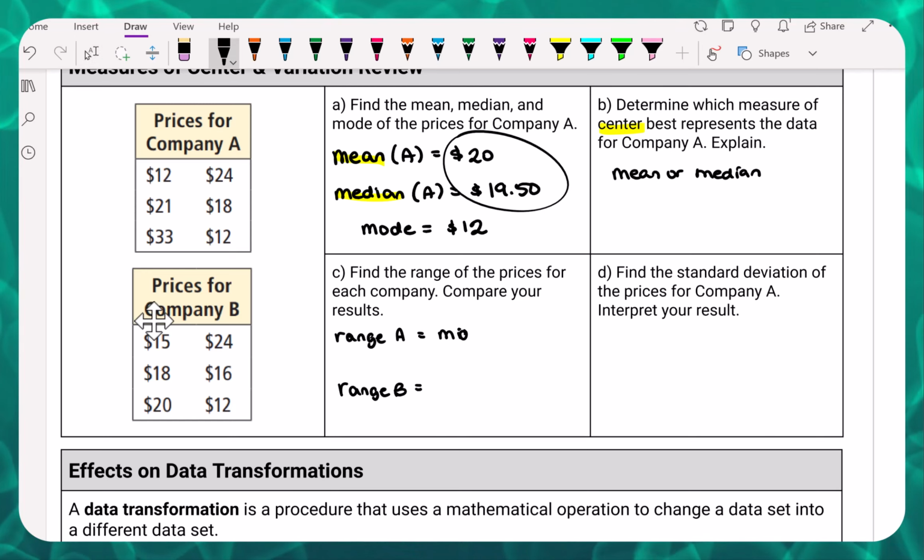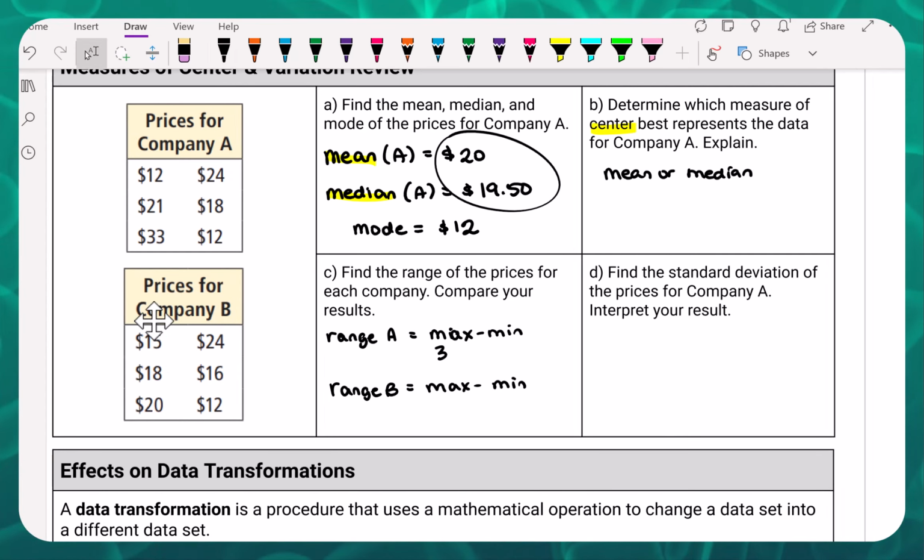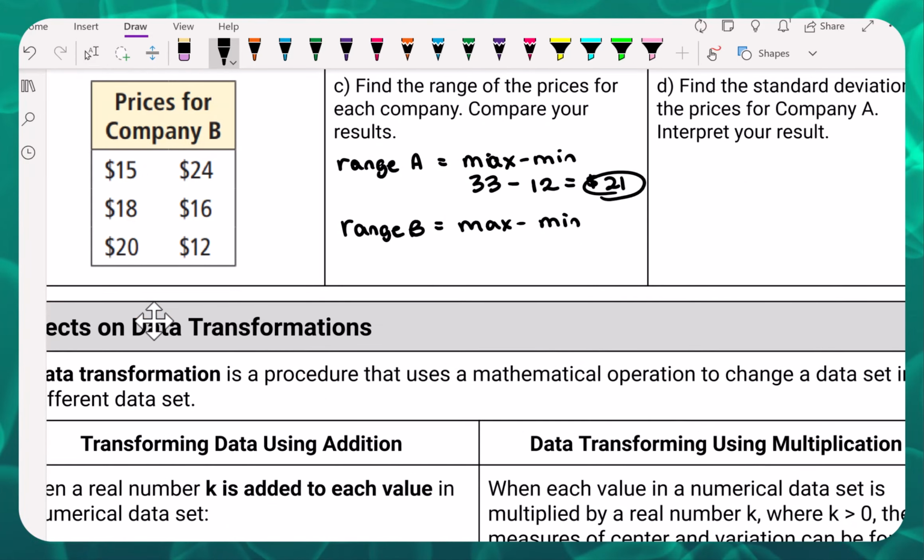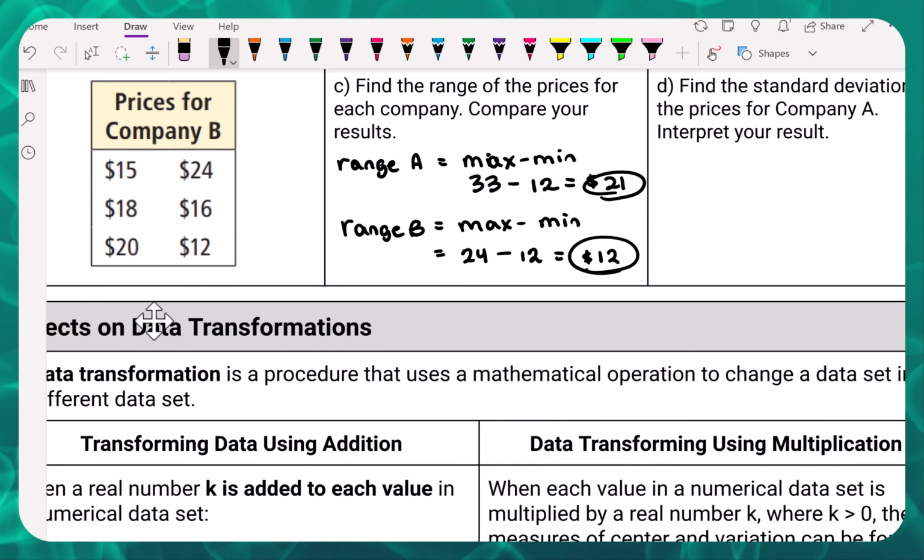So I'm going to do the max minus the min. The range is the difference between the maximum number and the minimum number of each set. So the range is going to wind up being 33 minus 12, which is $21. And the range of B, it looks like that's going to be 24 minus 12, which is $12. Okay, and it says compare your results. As you can see, the data in set A is definitely more spread out than the data in set B, because 21 is a lot bigger than 12.